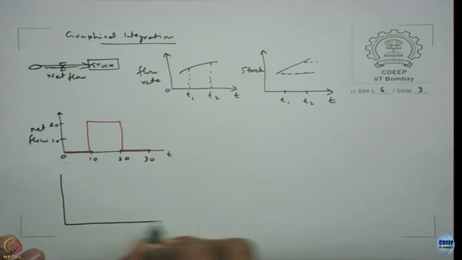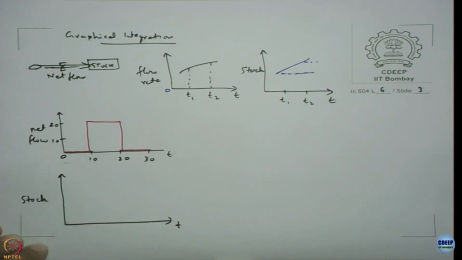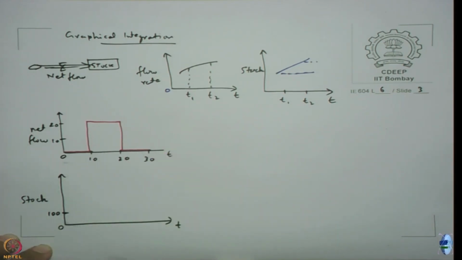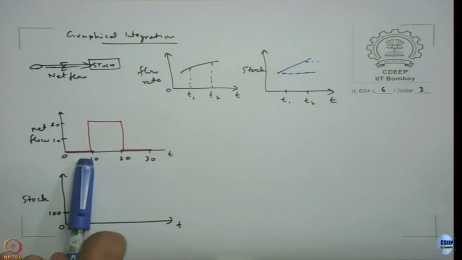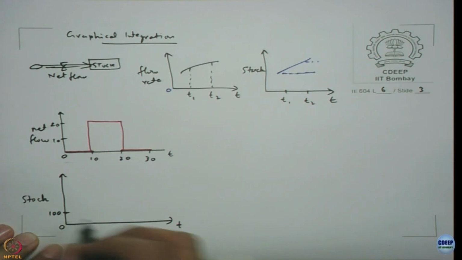Now we want to plot the behavior of my stock over time. Let us assume the initial value of stock is 100. So until time 10, what will be the value of the stock? It is going to remain the same, 100, as there is no change in flows. Referring to this diagram, the net flow is 0, so the value of the stock remains at 100.